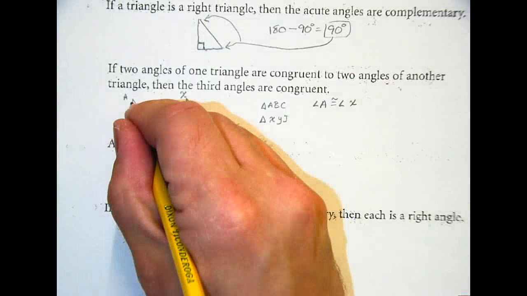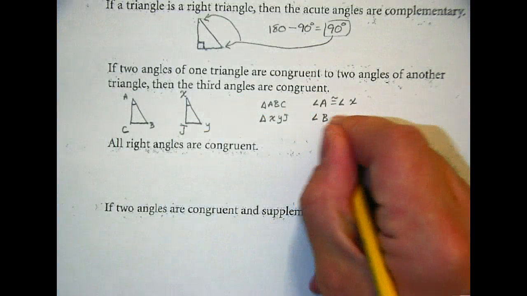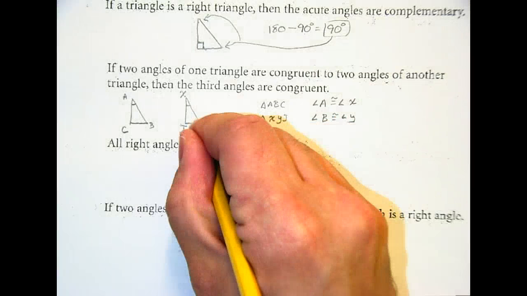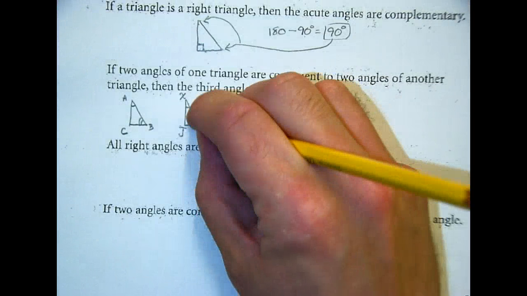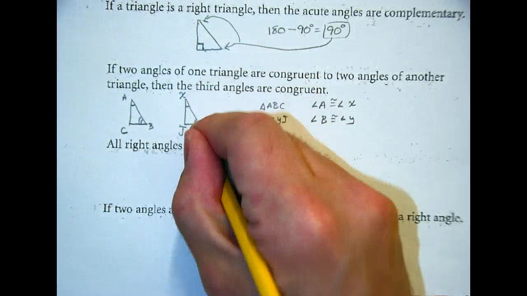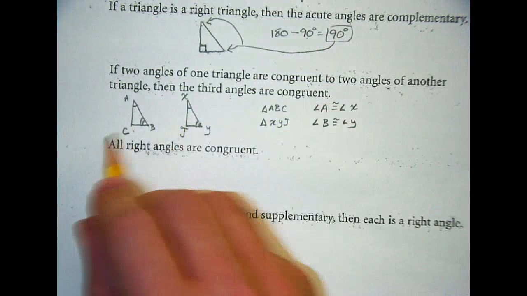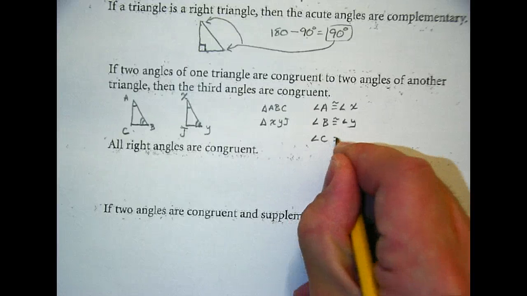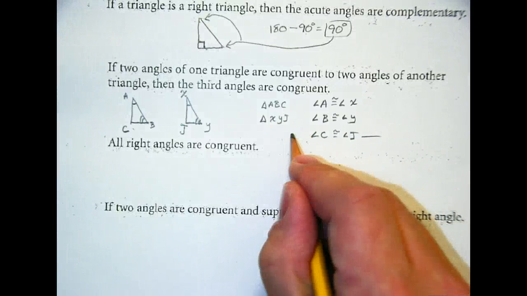Okay? Those are congruent. I also know that angle B is congruent to angle Y. Those are congruent. How do I know then, like this theorem stating, how do I know the third angles, angle J and angle C, are congruent? How do we know that? That's what this theorem's stating.